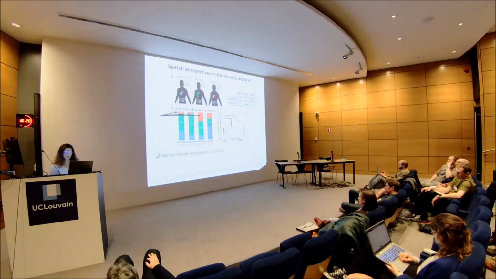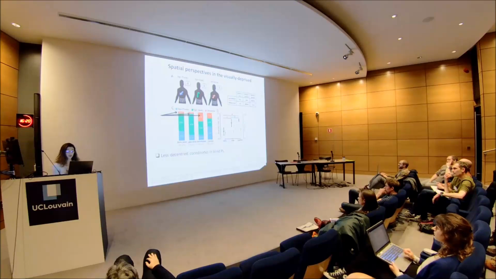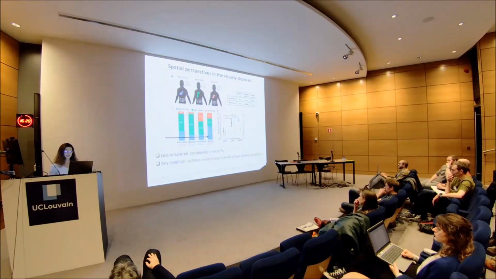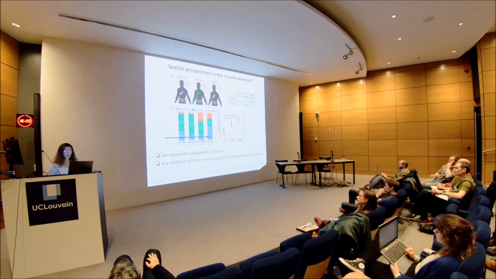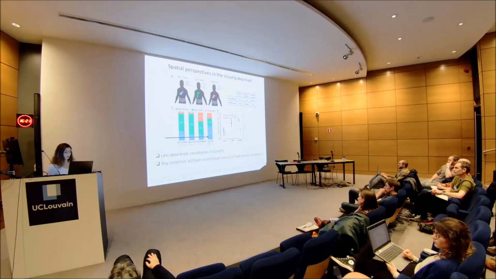First, less decentered coordinates were adopted by the early and late blind compared to the sighted blindfolded. This suggests that blindness reduces decentered spatial processing. Second, any condition without vision, early blind, late blind, and sighted blindfolded, biases toward a head-centered perspective. Thus, even a temporary lack of vision promotes the adoption of egocentric spatial coordinates.